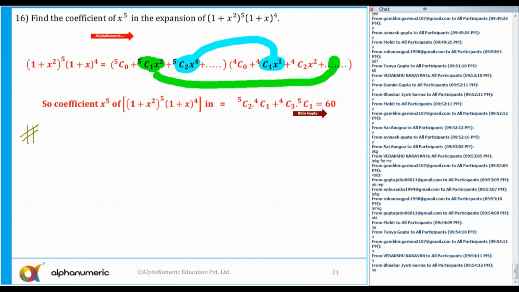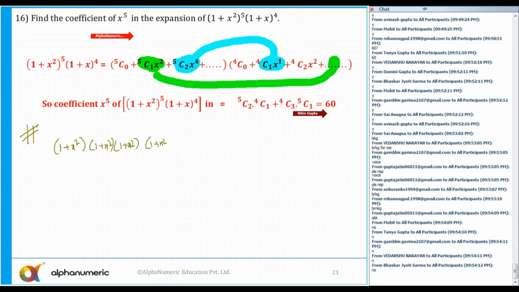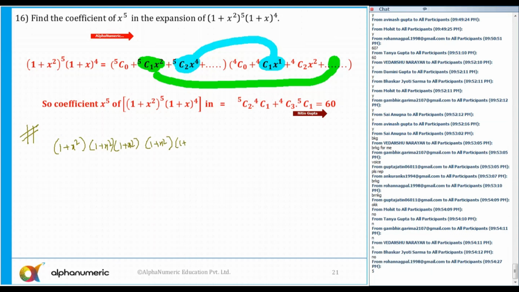Now the other alternate method which we can use: we know that it is (1 plus x square). Okay, and how many brackets are there? That is (1 plus x square), (1 plus x square), and then (1 plus x square) into (1 plus x square). There are 5 brackets, into, now that is getting multiplied by (1 plus x) 4 times.